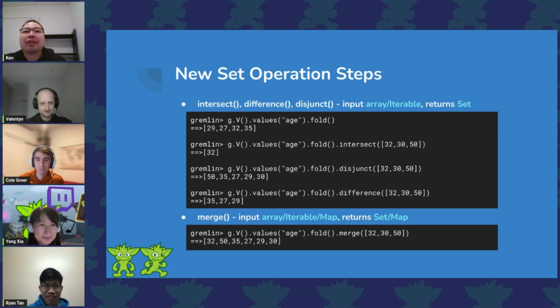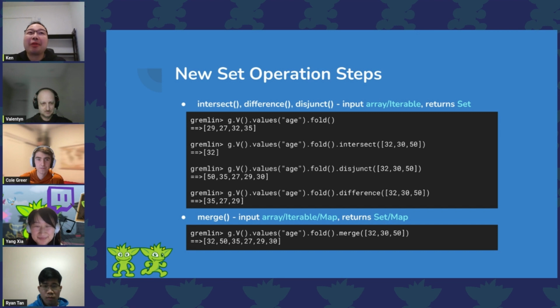Just quickly going through the examples here. That top line is just showing what would be in this data set if you were to fold the values of age. And then what would happen if you did the mathematical intersect, disjunct, and difference operations on those. Those should be fairly self-explanatory. The last one there, merge, is actually the set union operation. The union step already exists in Gremlin, and we decided not to rename that, which is why we've called this merge.